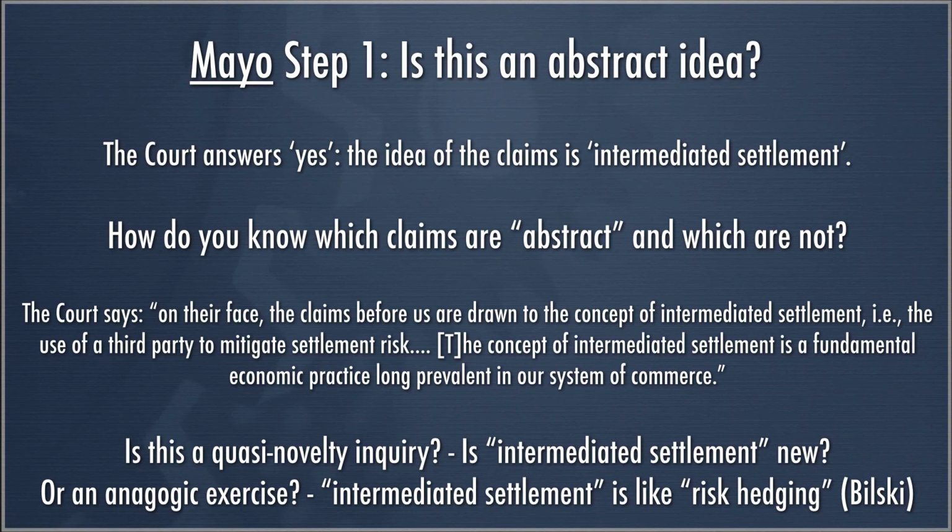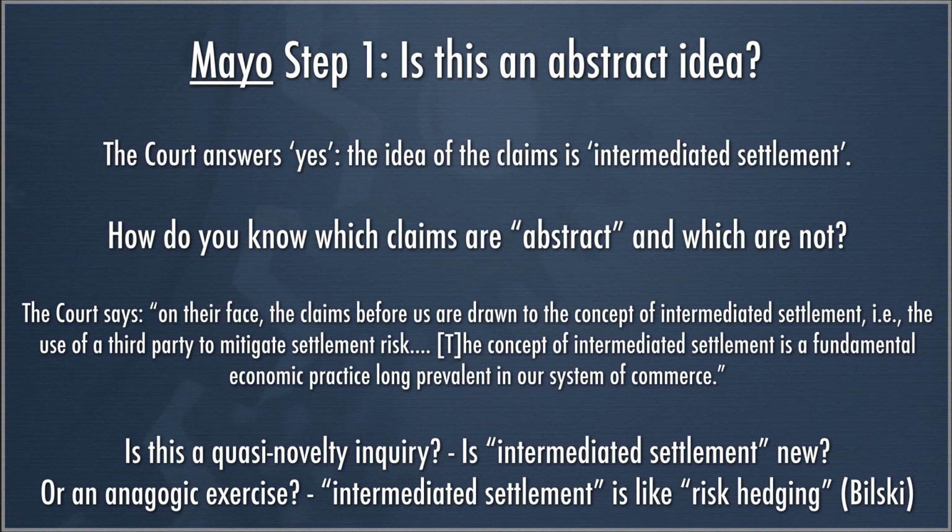The court's analysis says, when talking about the claims in Alice, that on their face, the claims before us are drawn to the concept of intermediated settlement, the use of a third party to mitigate settlement risk. The concept of intermediated settlement is a fundamental economic practice long prevalent in our system of commerce. So this is not a particularly clear statement of exactly what is or is not an abstract idea. It doesn't tell us much about the content of the analysis here.